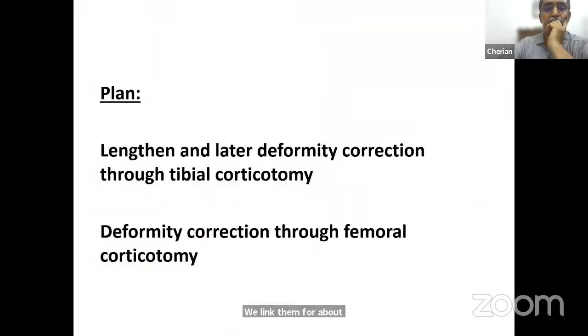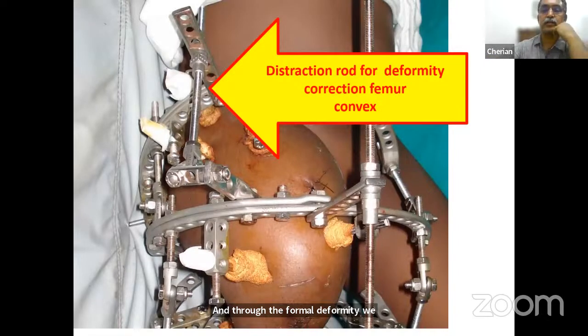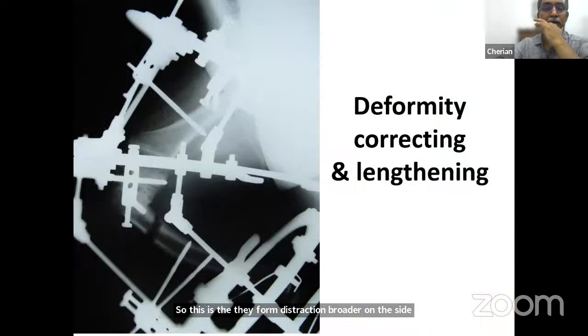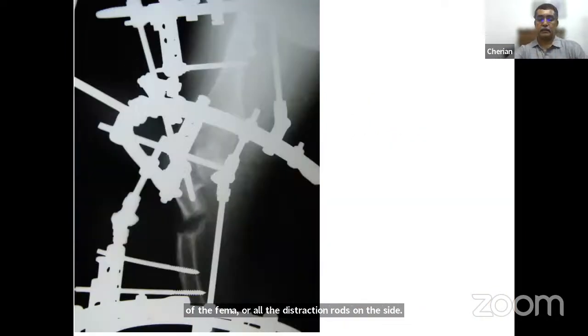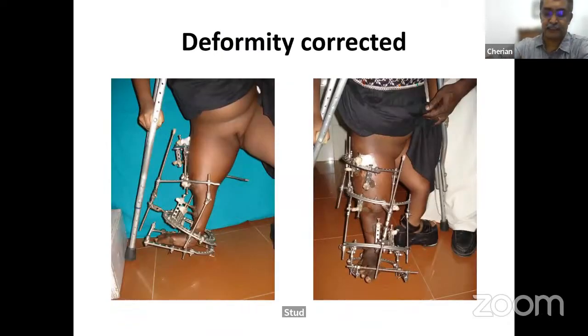And continued lengthening with the tibial deformity, and through the femoral deformity, we did the deformity correction. So this is the deformed distraction rod on the convex side of the femur. All the distraction rods are on the convex side. This is the picture post-op. Slowly, the deformity is correcting. Slowly, deformity is ultimately corrected. This is a fully corrected picture.